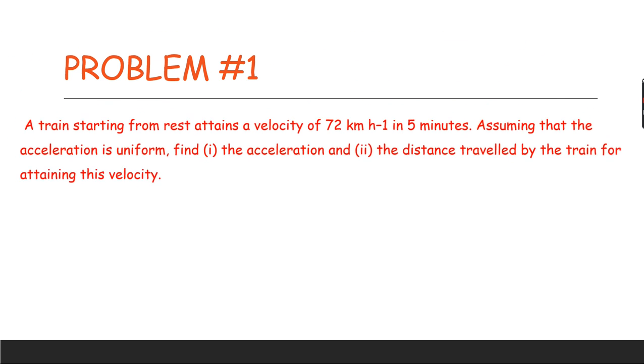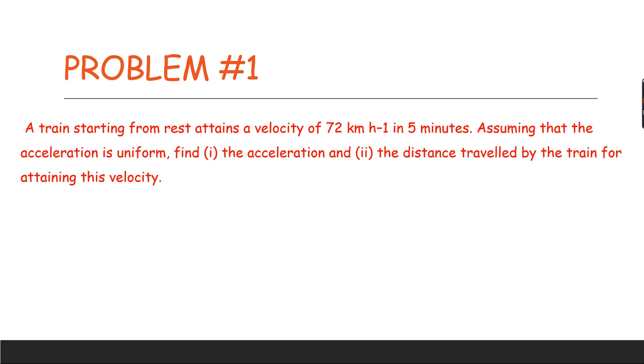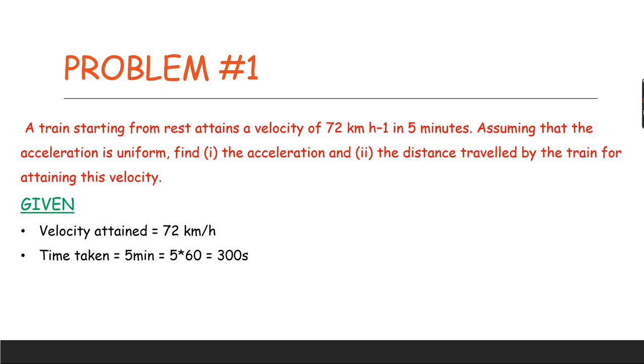First problem says that a train starting from rest attains a velocity of 72 km per hour in 5 minutes. Assuming that the acceleration is uniform, find the acceleration and the distance traveled by the train for attaining this velocity. So here, if you see, the given is the velocity attained, which is 72 km per hour. Time taken is 5 minutes, which is 300 seconds. And we have to find the acceleration and the distance traveled.